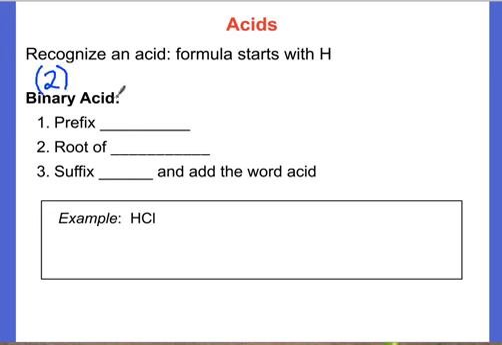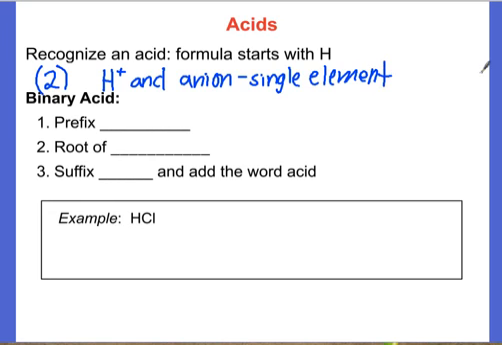So in a binary acid, there are only two elements. One of the elements has to be a hydrogen ion, and then you need to have some sort of anion, and that anion is going to be a single element. So something like chlorine or bromine, sulfur, single element. There's not going to be more than that, just two. We name it by putting the prefix hydro out front. Then we write the root of that anion. Then you end it with the suffix -ic, and then write the word acid.